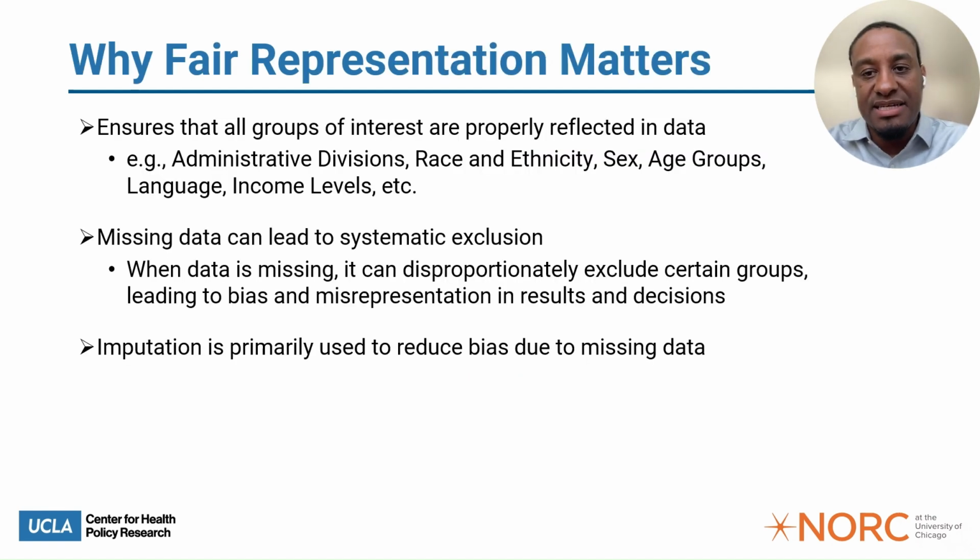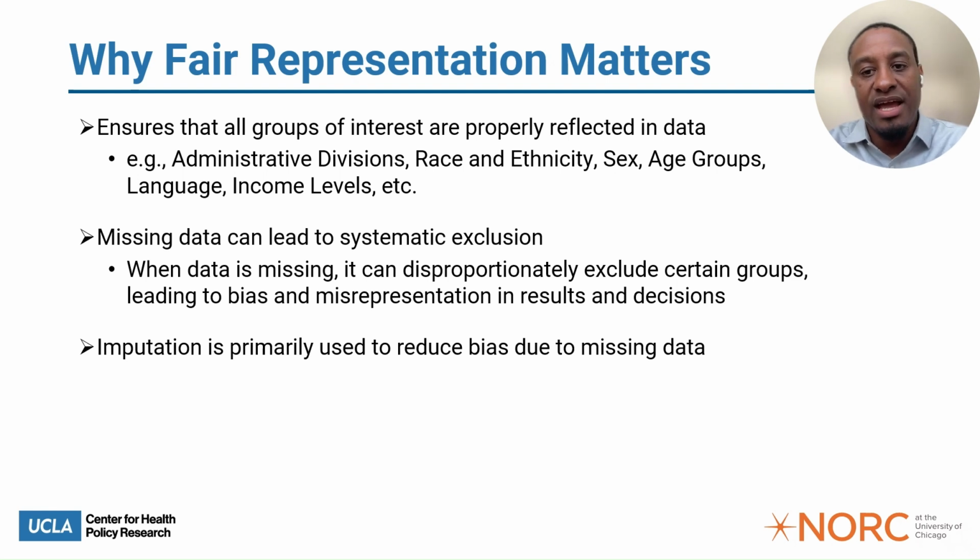What is fair representation and why does it matter? Fair representation is the cornerstone of valid research. It means that the groups we are interested in, whether defined by race and ethnicity, income level, geography, and other characteristics, are properly reflected in our data. Missing data is expected in any survey, and importantly, data rarely goes missing completely at random. It often happens in patterns.